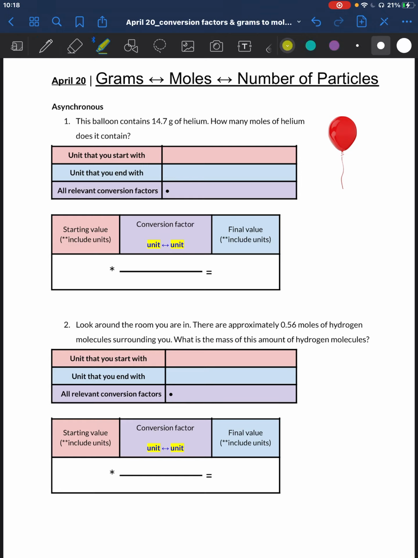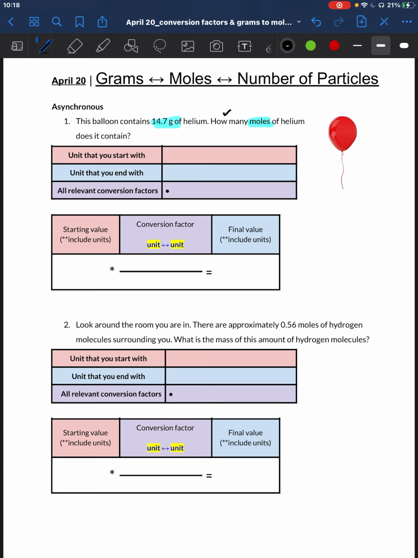All right, so let's go ahead and jump right in here. What's my first step in any problem? My first step is very simple, to read the problem out loud. It forces my brain to slow down enough to make sure I'm not missing anything. So, this balloon contains 14.7 grams of helium. How many moles of helium does it contain? All right, I've read the problem out loud.